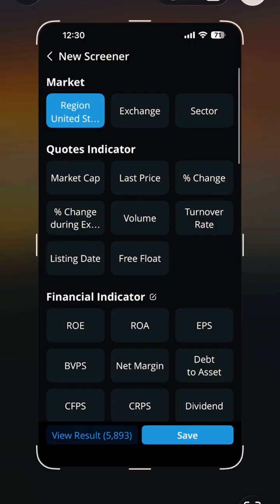So we're going to go to volume next. A lot of y'all already know what volume is, but I'm going to go over it still just to make sure the people who don't do. So this one is critical. Volume is going to tell you how many shares were traded today. Volume equals activity.